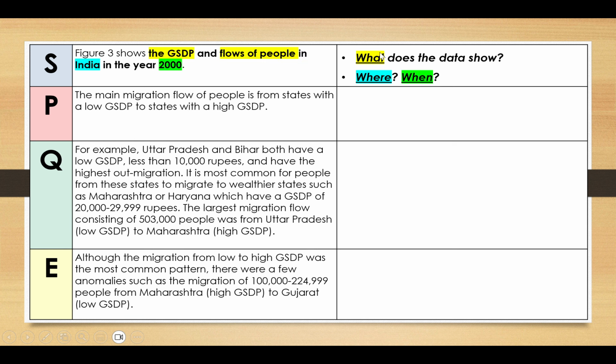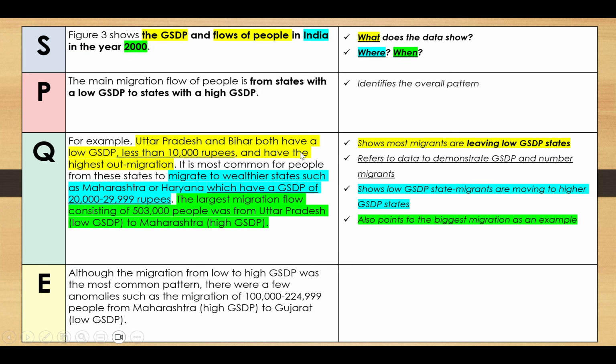So in that first sentence, I identified what the data shows, where it's about and when it's about. I identified the overall pattern. I then gave some clear examples to show the pattern. So I've shown that most migrants are leaving low GSDP. I have referred to data to show that it's a low GSDP state. I have shown that these low GSDP state migrants are moving to higher GSDP states. And I have also pointed to a really big example to demonstrate that.